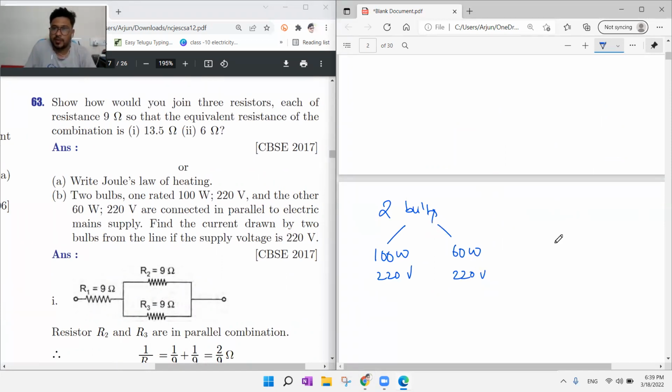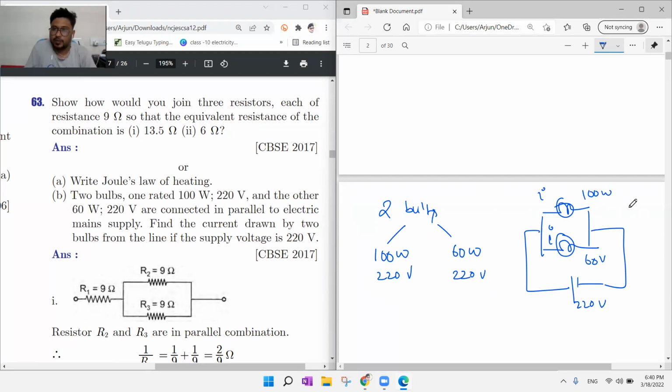Here there is one bulb and here there is another bulb, 2 bulbs connected in parallel to the electric main supply at 220 volt. Find the current drawn by the 2 bulbs from the line if the supply voltage is 220. So we have to find the current in these 2 bulbs. The first bulb's power is 100 watt, the second bulb's is 60 watt. Here we have P and V, and we have to find I.